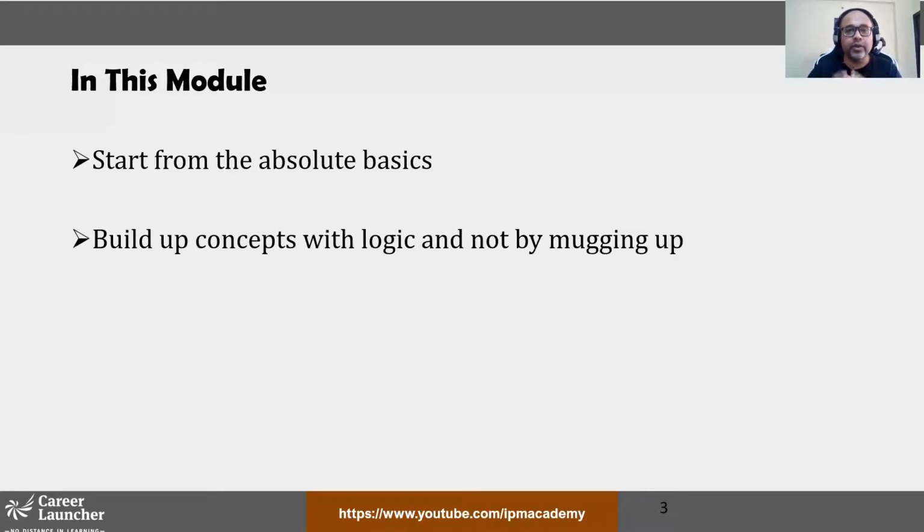The second is I'm going to build the concepts with logic, and I will make sure that you don't have to mug things up. Meaning, I'm going to show you examples of why a certain rule is made, so that you at least understand the rule and don't just blindly learn it by heart. One of the most common mistakes students make is learning a rule by heart without knowing why it exists in the first place. If I'm an examiner, I can make a question where this rule is not applicable. A small tweak, because every rule is based on a set of conditions, and if I tweak the conditions, your rule does not work anymore.